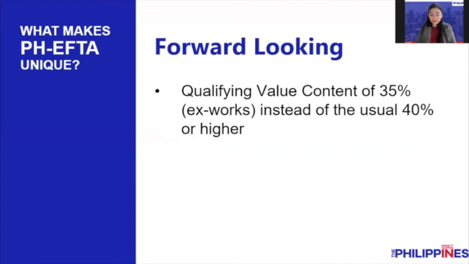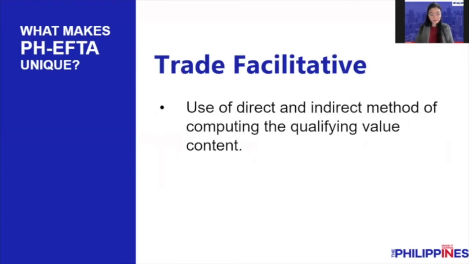The agreement also adopts the qualifying value content or QVC of 35% instead of the usual 40% or higher. Another feature of the PH-EFTA is that it is trade facilitative. It uses direct and indirect method of computing the qualifying value content or QVC. To compute whether a good qualifies for the required value content of 35%, exporters are given the prerogative to use either the direct or indirect method.